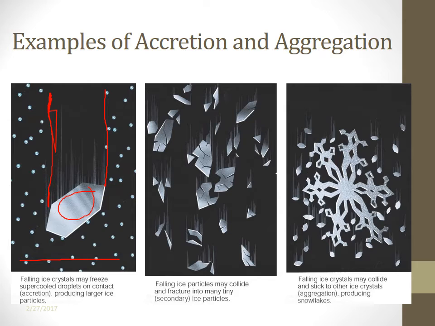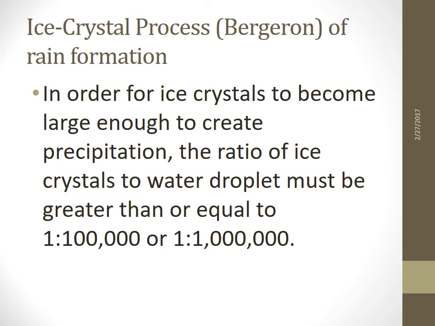I want you to understand the processes of creating larger ice particles as they fall through a cold cloud, namely the accretion process and the aggregation process. All right, so in order for ice crystals to become large enough to create precipitation, the ratio of ice crystals to water droplets must be greater than or equal to 1 in 100,000 or 1 in a million. That's 1 ice crystal for 100,000 cloud droplets, or 1 ice crystal for 1,000,000 cloud droplets.